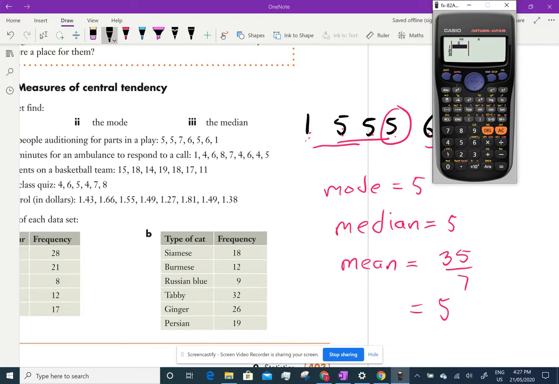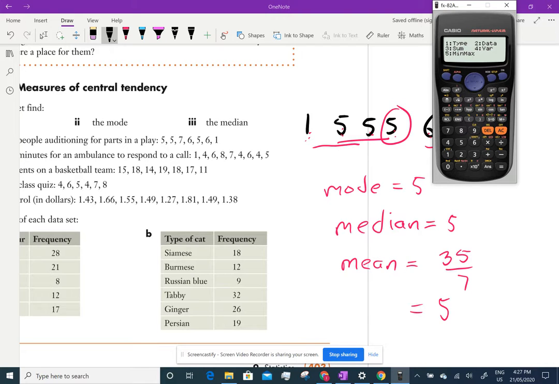So you just put the numbers in, 1, enter, 5, enter, 5, enter, 5, enter. I'll just put in the data, 6, enter, 6, enter, 7, 7, enter. And you don't have to put them in order. You can put them in any order. You go shift, all clear, get that out of there. And then you go shift 1 to get your statistics.